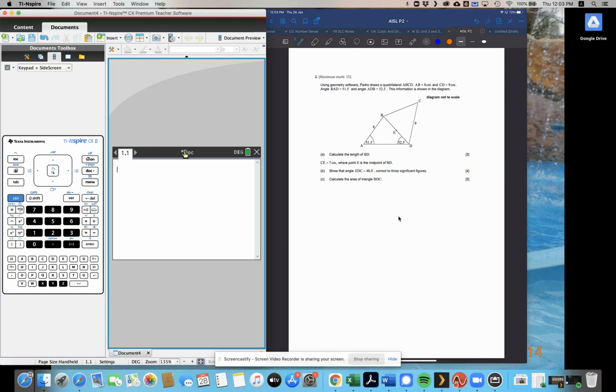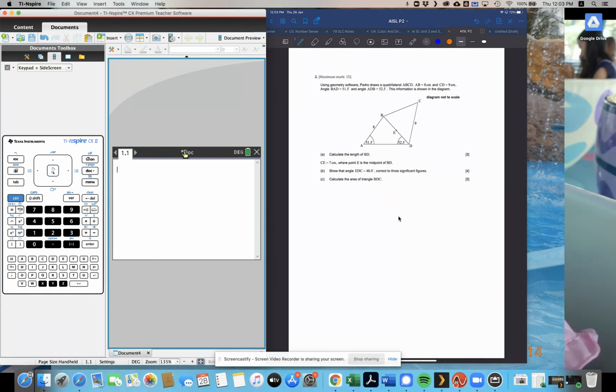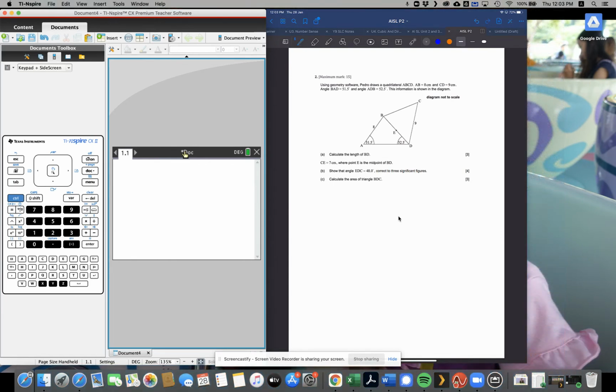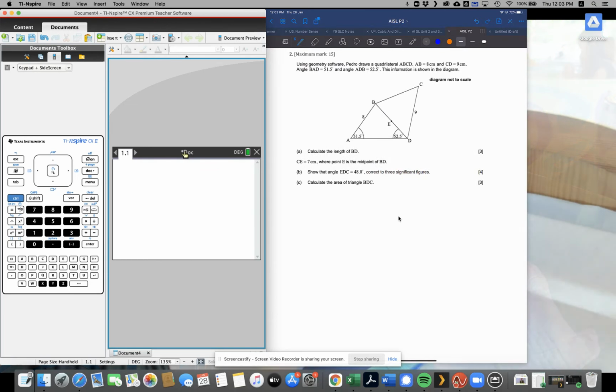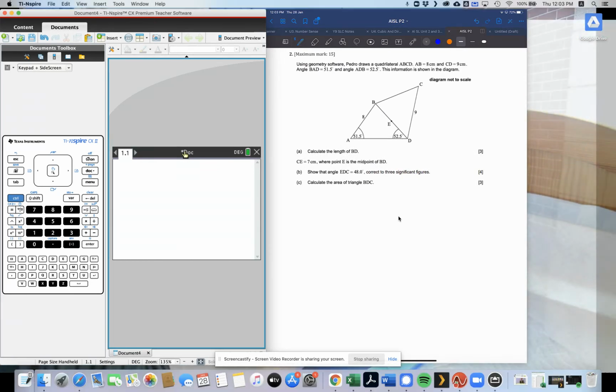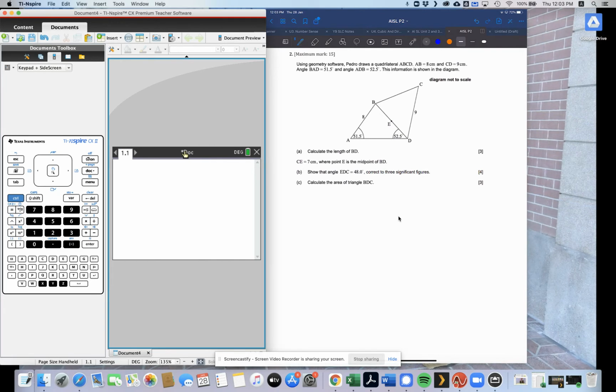Hi, I'm going to go over question 2 in this video. So use geometry software. Pedro draws a quadrilateral ABCD. So you were told the dimensions, etc.